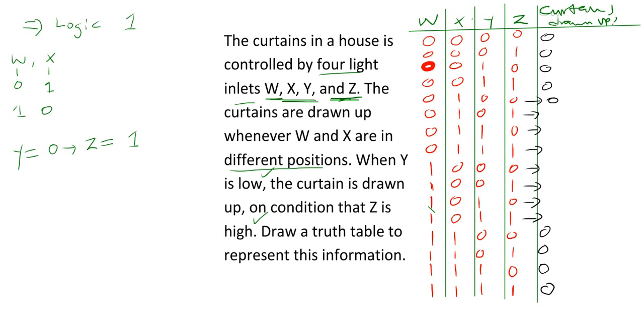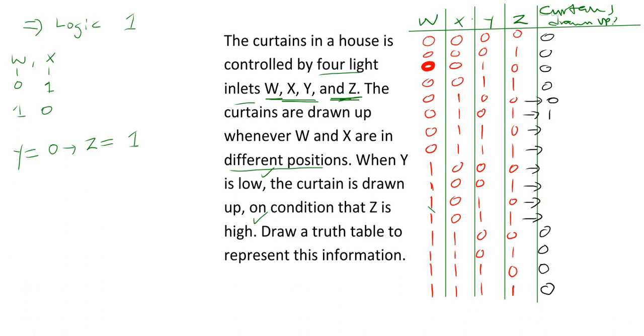Let me first explain this. At these points where Y is 0, even if Z is 1, for example for this row, we cannot draw the curtains up because W and X are not meeting our condition. So all conditions must be met. So let's go to this row. W and X have the condition met. Y is 0 and Z is up, so we put a 1.